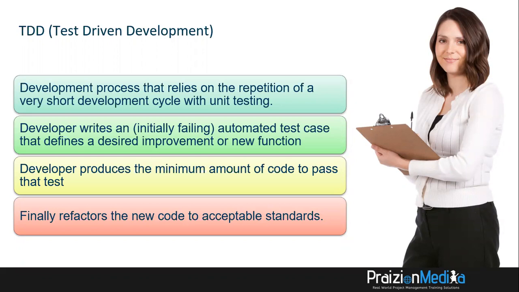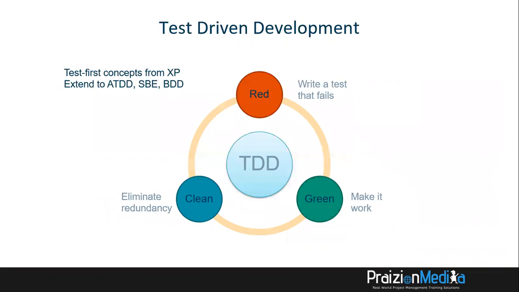All right. So we're relying on short cycles with unit testing. The developer is going to write an initially failing piece of code. And then the developer produces the minimum amount of code to pass that test, and then refactors the code to acceptable standards. We call this red, green, clean. Red, green, clean is pretty much writing a test that fails, red. Make it work, green. Clean it up, eliminate redundancy, refactor the code, right? And we see these test first concepts in XP, ATDD, which we're going to talk about as well, BDD and others.